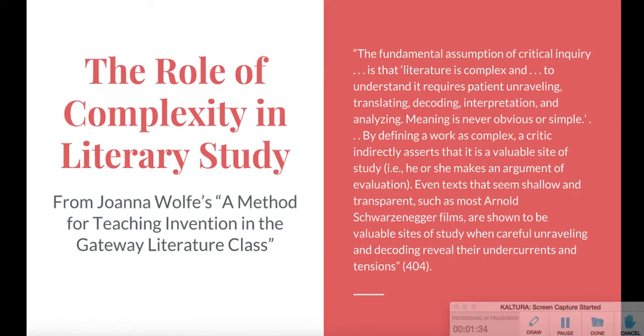Even texts that seem shallow and transparent, such as most Arnold Schwarzenegger films, are shown to be valuable sites of study when careful unraveling and decoding reveal their undercurrents and tensions. In other words, when making an analytical argument about a work of literature, it is a convention of literary analysis to show what underlying meanings or elements make the work more complex than it might appear at first sight. So this is something that literary scholars do. And this is something that is a convention of writing in the literary analysis genre.